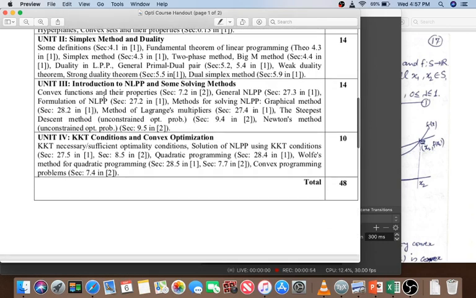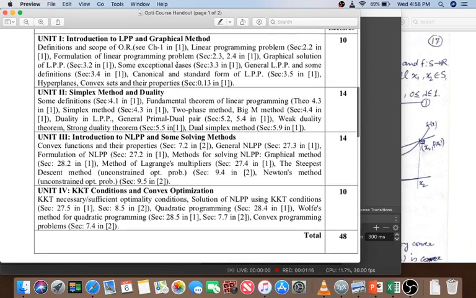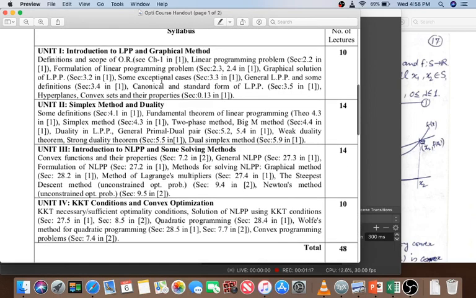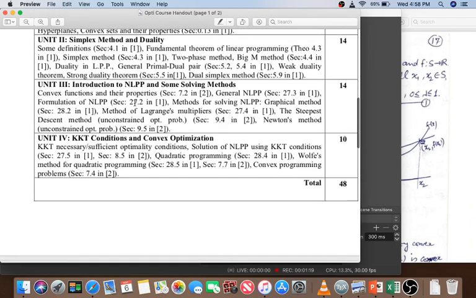Now this unit 3, you can see here the title is Introduction to NLPP, Non-Linear Programming Problem and Some Solving Methods. So here in this lecture I will cover some of the part of unit 3. It starts with convex functions and their properties. You have already studied convex sets in your unit 1. Here we will take convex functions, and then general non-linear programming problem.